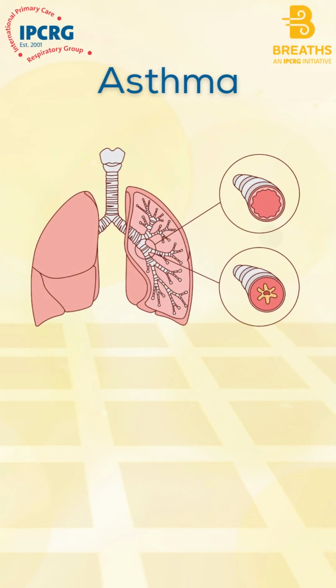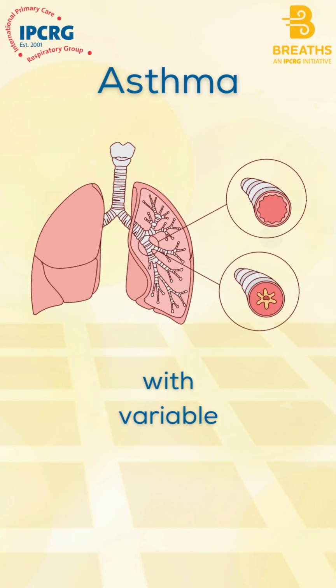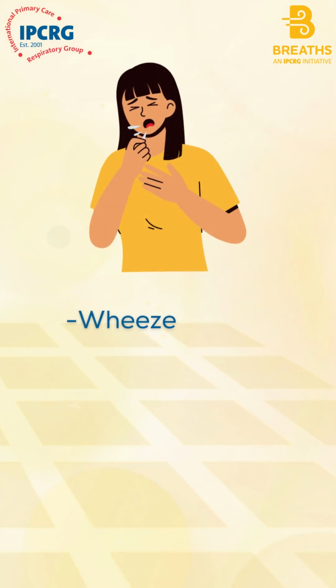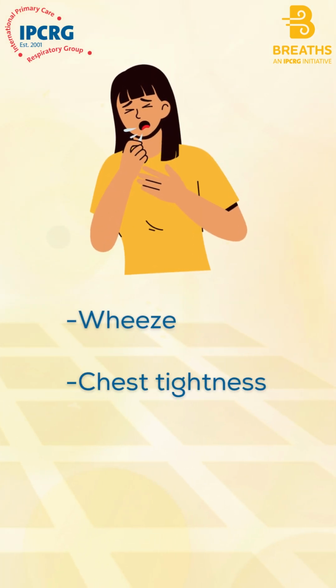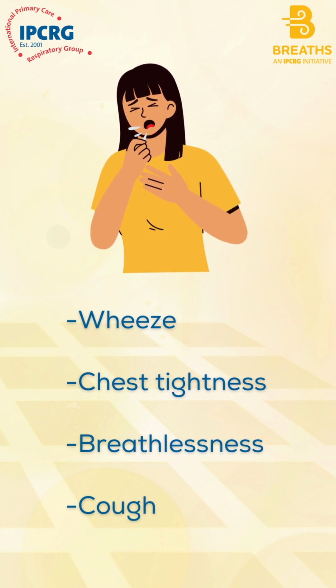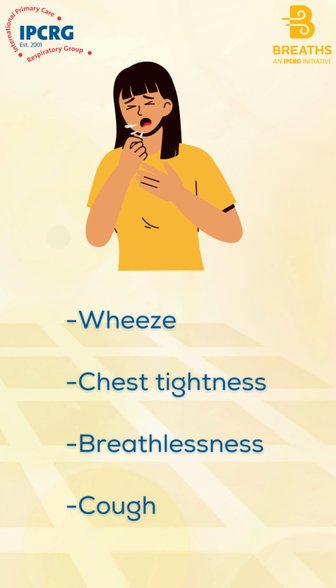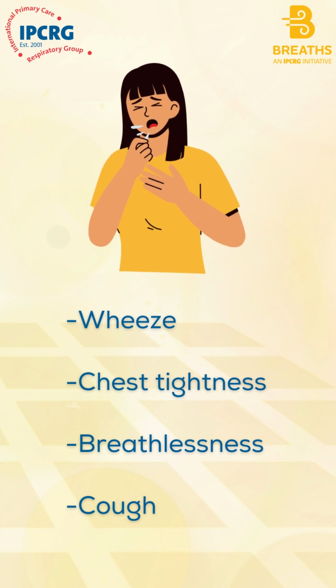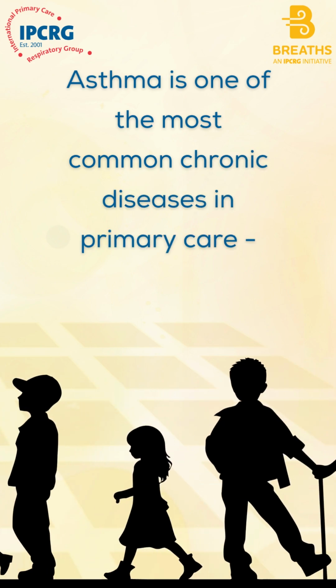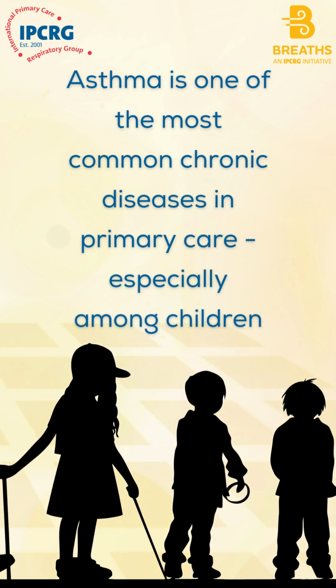Asthma is a chronic inflammatory airway disease with variable airflow limitation, presenting with symptoms such as wheeze or noisy breathing, chest tightness, breathlessness, and sometimes cough. These symptoms change in intensity and can vary day to day or by location, making asthma one of the most common chronic diseases in primary care, especially among children.